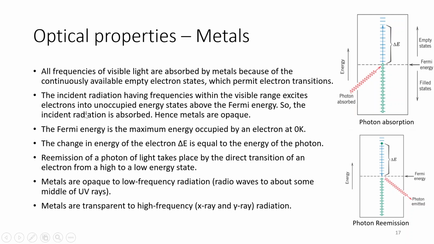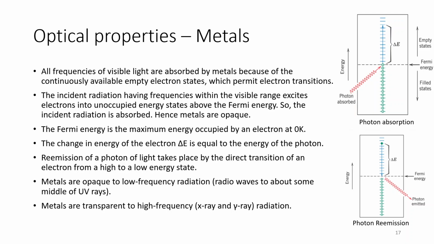Okay, so optical properties for metals. All frequencies of visible light are absorbed by metals because of the continuous availability of empty electron states, which permit electron transitions. The incident radiation, having frequencies within the visible range, excites electrons into unoccupied energy states above the Fermi energy. So the incident radiation is absorbed, hence metals are opaque.